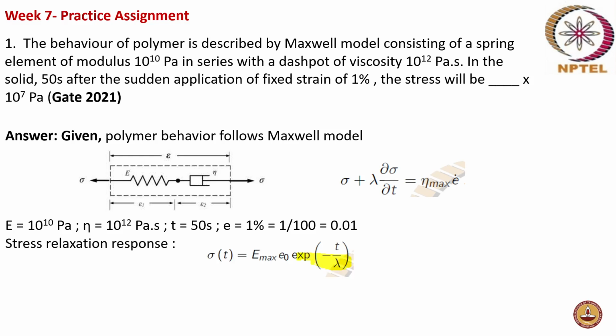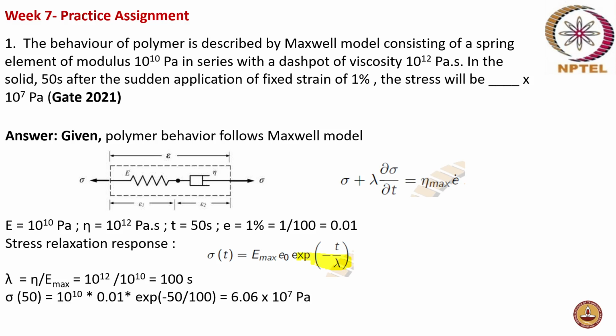So you have the expression for the Maxwell model. Sigma of t is equal to E max into E naught into exponential of minus t by lambda. Your lambda can be calculated as lambda is equal to eta by E max. So you have the value of eta as well as E max. So it is 10 power 12 by 10 power 10, that is nothing but 100 seconds. And they have asked what is the stress after 50 seconds of the strain application.